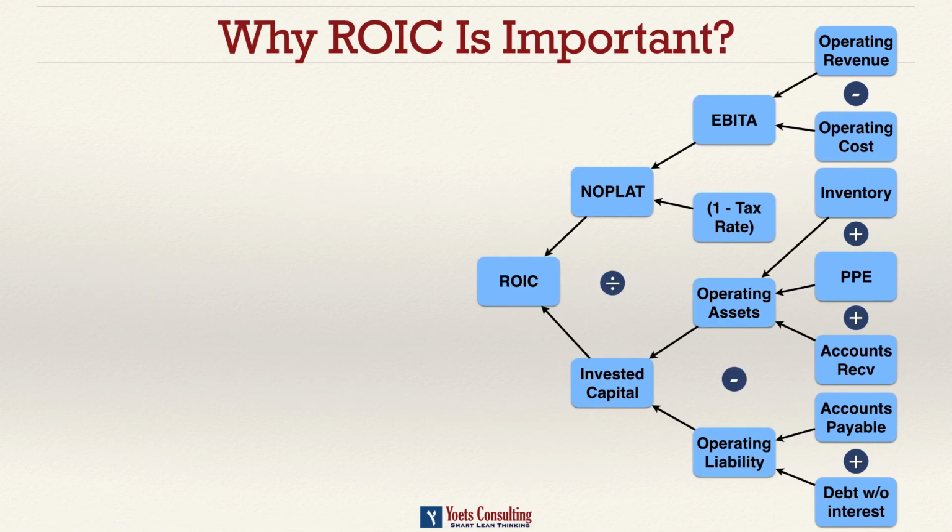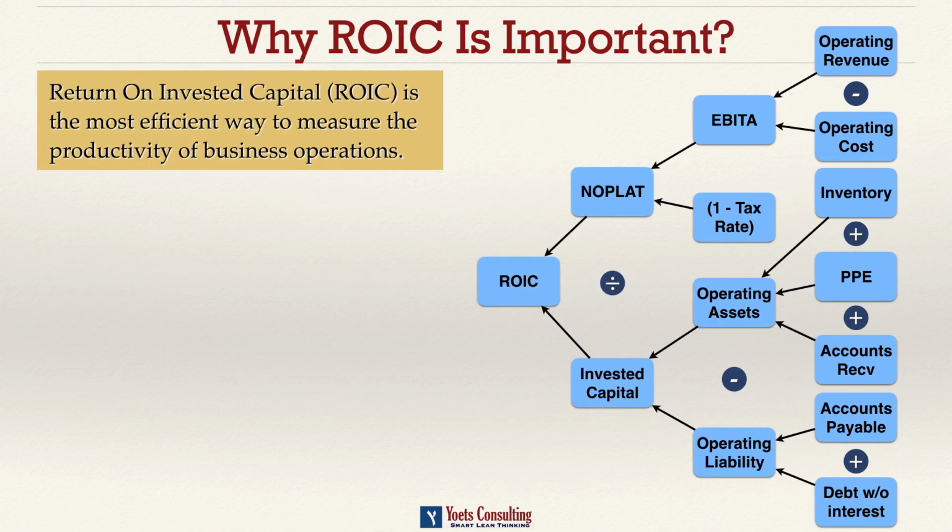Now, why is ROIC important? First of all, ROIC is the most efficient way to measure the productivity of business operations. Okay, the most efficient way. This is the number that you want to improve. Any other number which you might seem to improve, but it turns out that it is not making any impact on the ROIC or is reducing the ROIC in any way, is not really a good thing to do, and therefore you must improve ROIC.